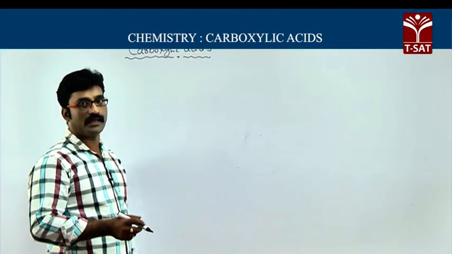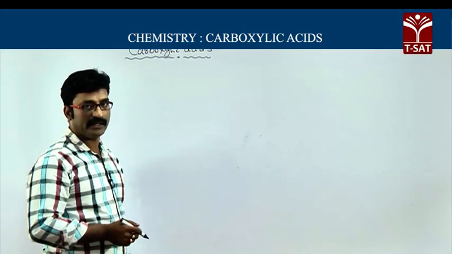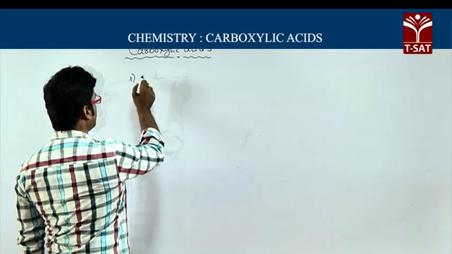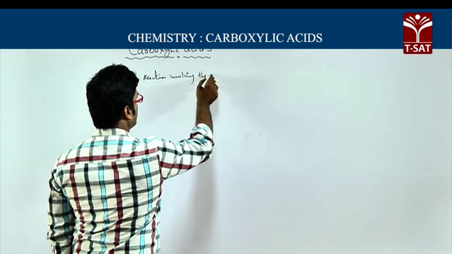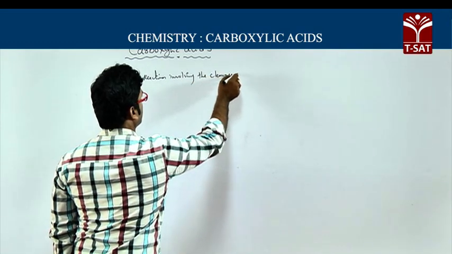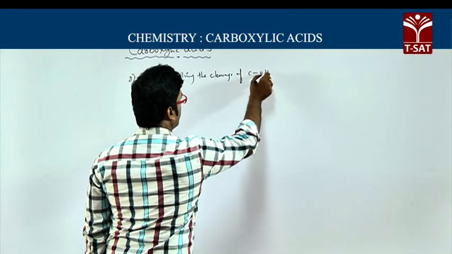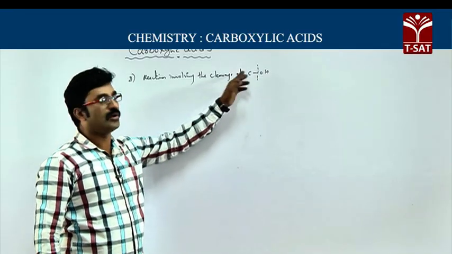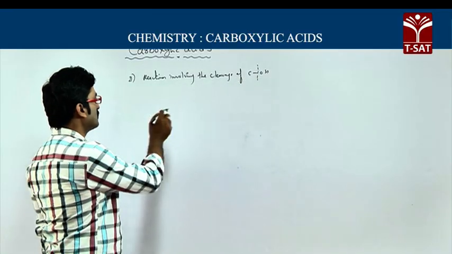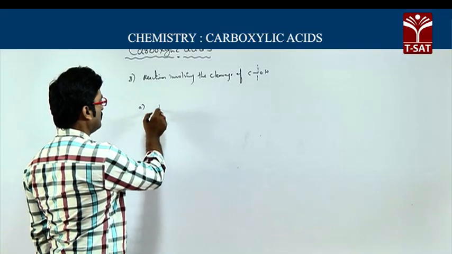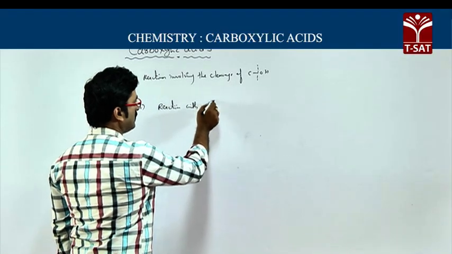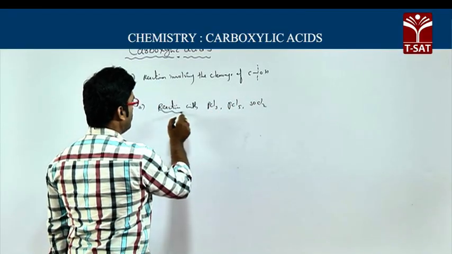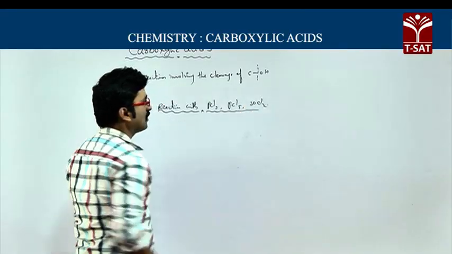Now we will go for the reactions of carboxylic acids which involve the cleavage of C-OH bond. So the second type of reactions involving cleavage of C-OH bond. In these reactions we have to remove the OH group from carboxylic acid. The first one is reaction with PCl3, PCl5, SOCl2. SOCl2 is called thionyl chloride.